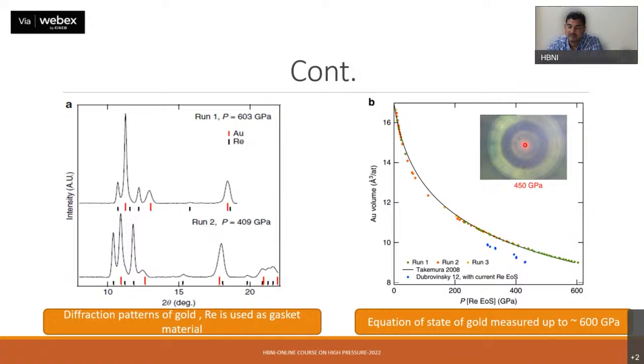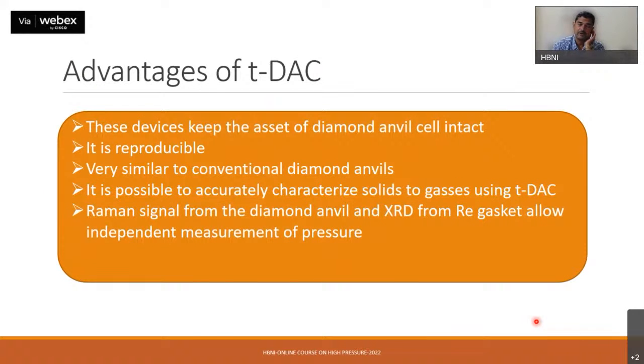Otherwise, with the beveled anvil or double staged anvil, your optical micrograph pictures are really not so good. Like I described, the bulging effect. Because of those lensing and bulging effects, you will not be able to see these kind of pictures or this kind of optical micrographs. So they have determined the equation of state of gold up to 600 GPa experimentally using this kind of toroidal diamond anvil cell. So these devices have the advantage.